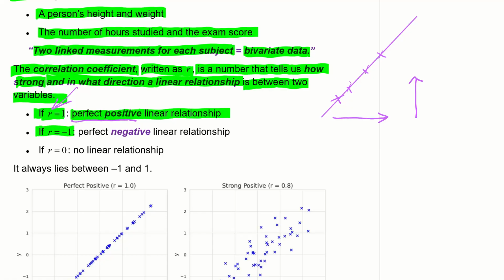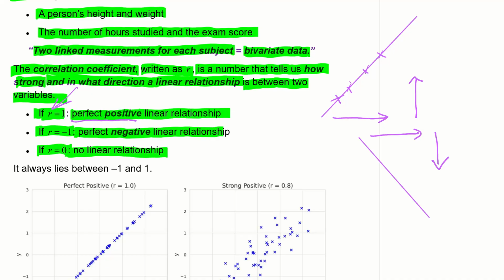If R is -1, we have a perfect negative linear relationship. So in this case, the gradient is negative, and as one variable increases, the other decreases. If R equals 0, there is no linear relationship. R is always going to lie between -1 and 1.